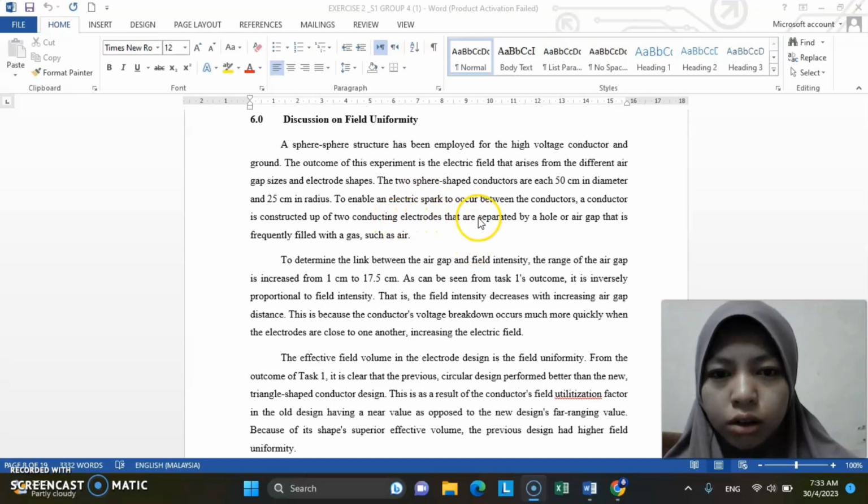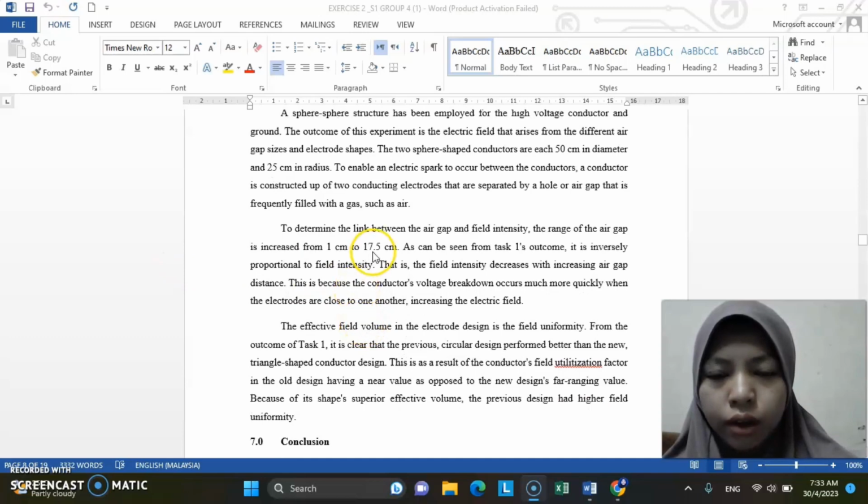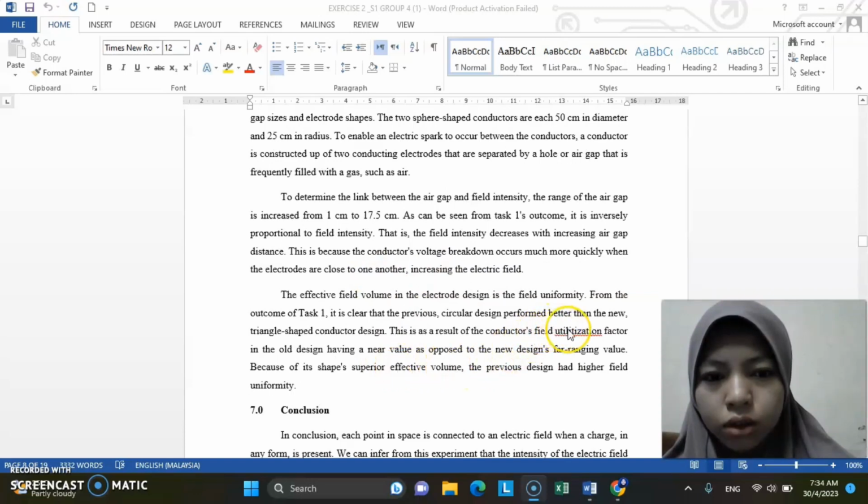To enable an electric spark, a discharge has to occur between the conductors, considered as two electrodes separated by a gap. Then we determined the link between the gap and field intensity. The range of the gap we increase is from 1 centimeter up to 70.5 centimeters. The result is that the old design has a new value compared to the original design value.